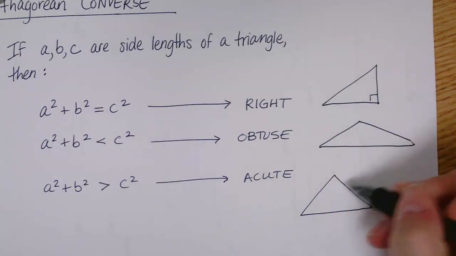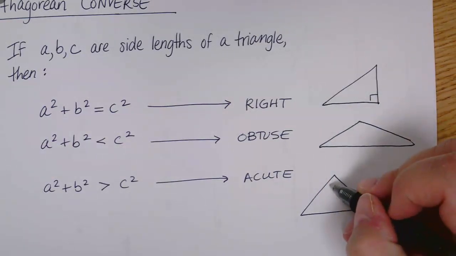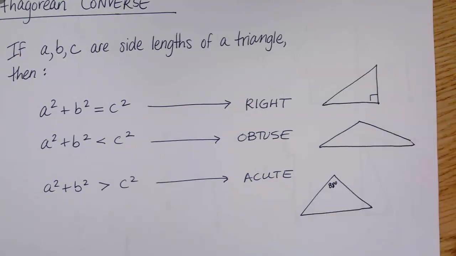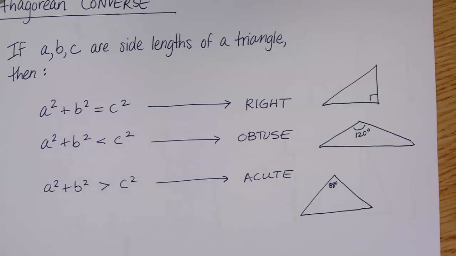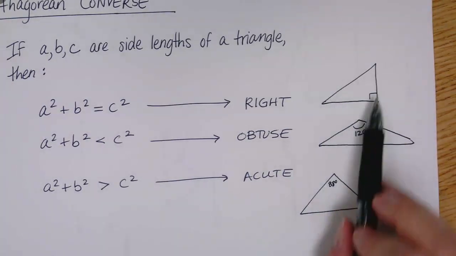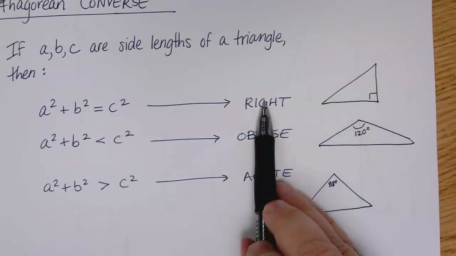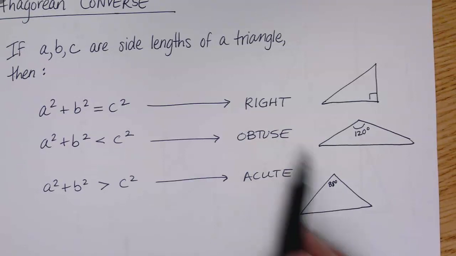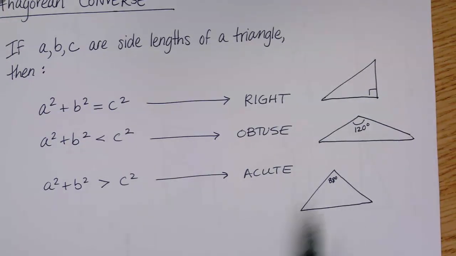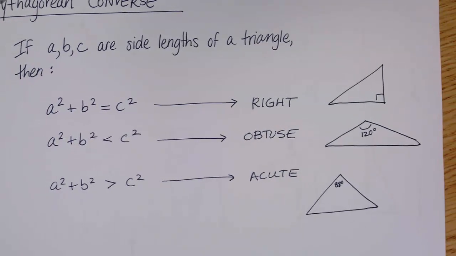My acute triangle here looks almost, let's pretend that's 88 degrees. And this is, say, 120. So the other two are always going to be acute anyway. If you have one right angle, it's a right triangle. If you have one angle that's bigger than 90, that's an obtuse triangle. And if all of your angles are less than 90, it's an acute triangle.